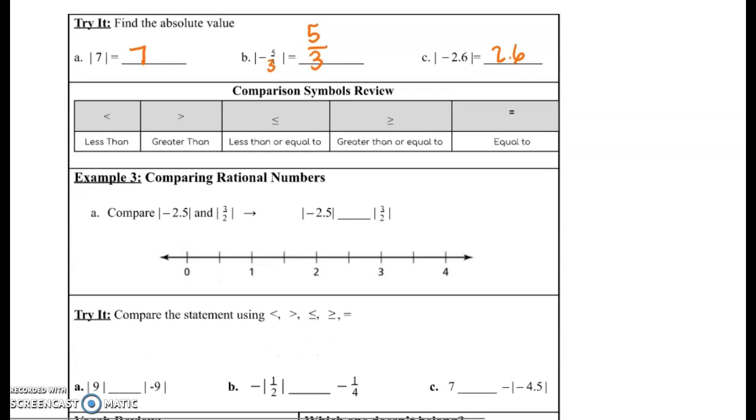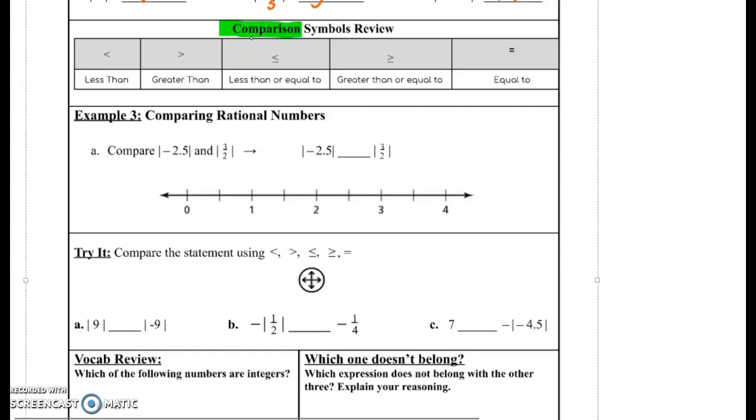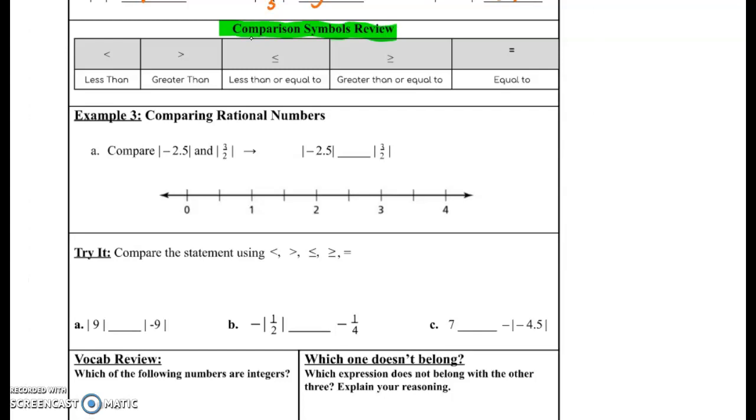So now we're going to continue on to example 3. And so let's take a look at what it's asking. It says compare the rational numbers. And when we compare, we're using these comparison symbols review. So let's look at that first. So this is a less than sign.